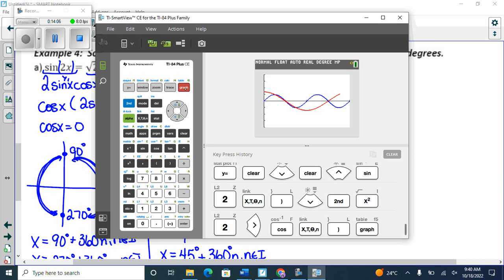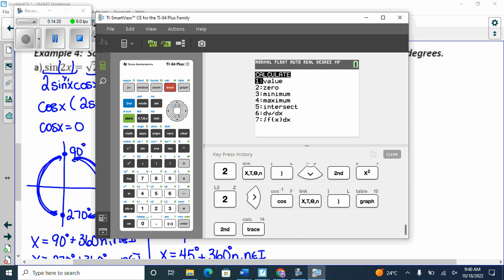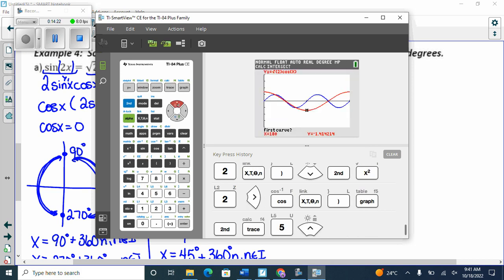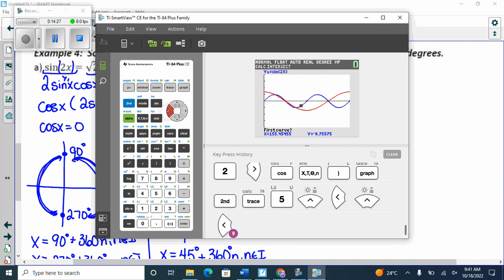If I'm doing general solution, I'm going to look between 0 and 360 or 0 and 2 pi. So how many times is it crossing? 4. Do you see? And I had 4 general solutions technically, right? So I can go second trace, 5. My first one, hopefully, is 45. 45 plus 360 N, N an element of the integers. Like, I could literally just find those.